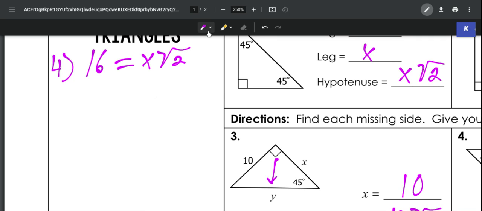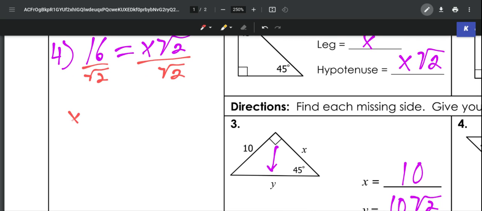So we've got to solve this. Now to solve this, we need to get x by itself. Anytime we have x multiplied by a number or whatever it is, to get rid of it, we do the opposite. So here we would be multiplying, so now we would divide to get rid of it. So we would end up with x is equal to 16 over square root of 2.